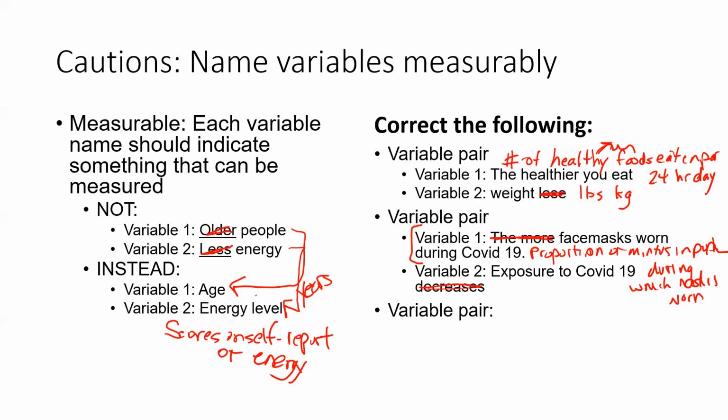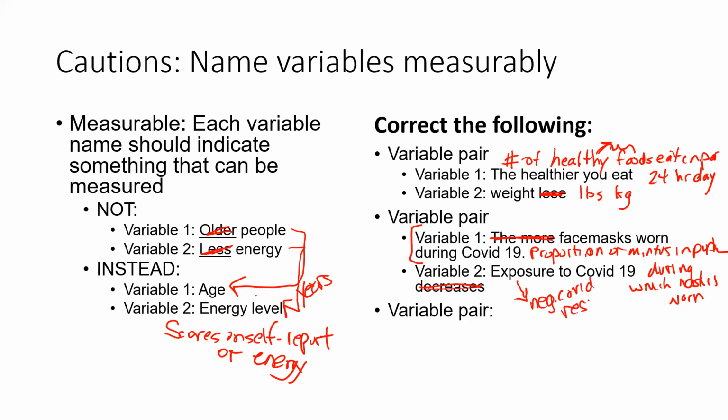And then exposure to COVID-19, that's a tough one too. Maybe we would be measuring, say we're going to give them a COVID test each week or something like that. And we're going to measure, I guess we just have a yes, no answer, positive or negative COVID test results. Go ahead, Donovan.